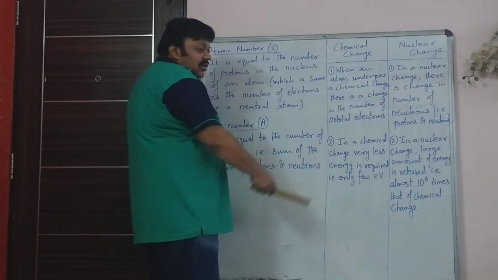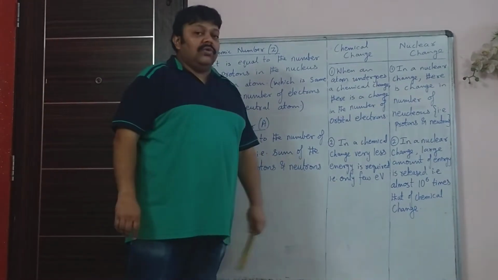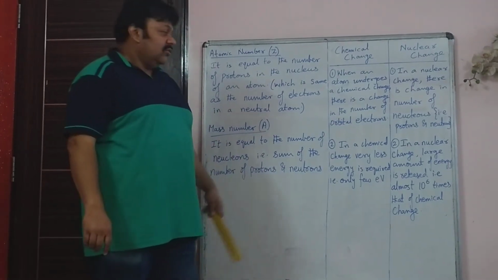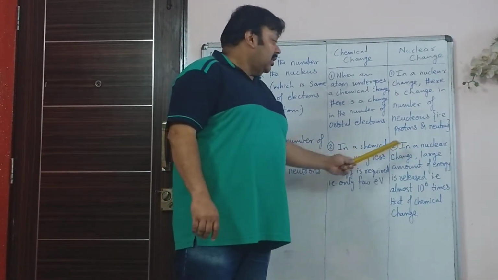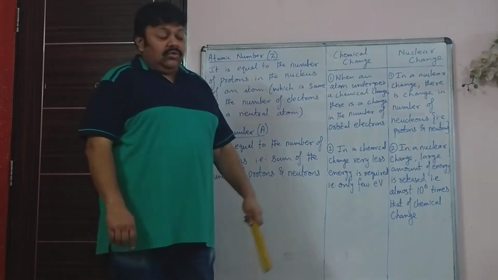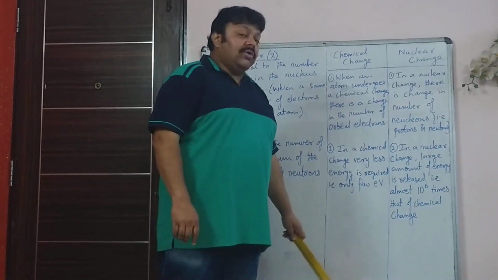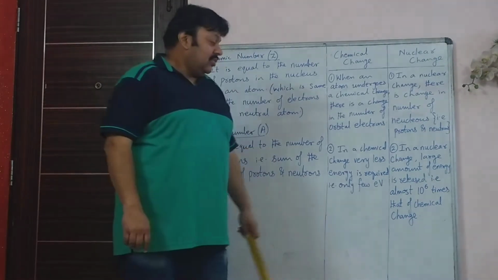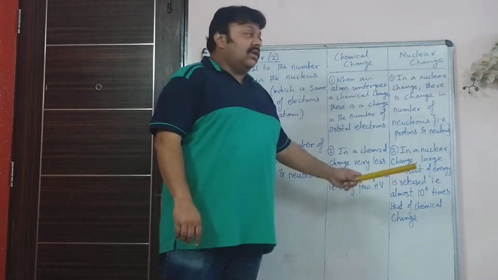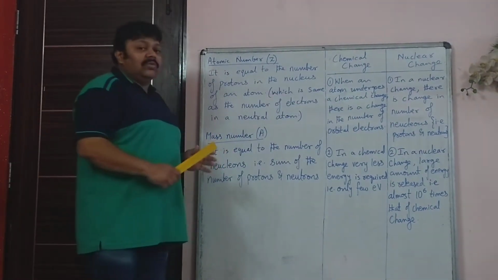Now in a chemical change, very less energy is required, that is only a few electron volts. So that much energy is required to produce a chemical change. In a nuclear change, a large amount of energy is released. So here, very less energy is released, whereas here, a large amount of energy, almost 10 raised to 6 times the energy that is released in a chemical change, is released in case of nuclear change. So you have to understand the basic difference between the two.